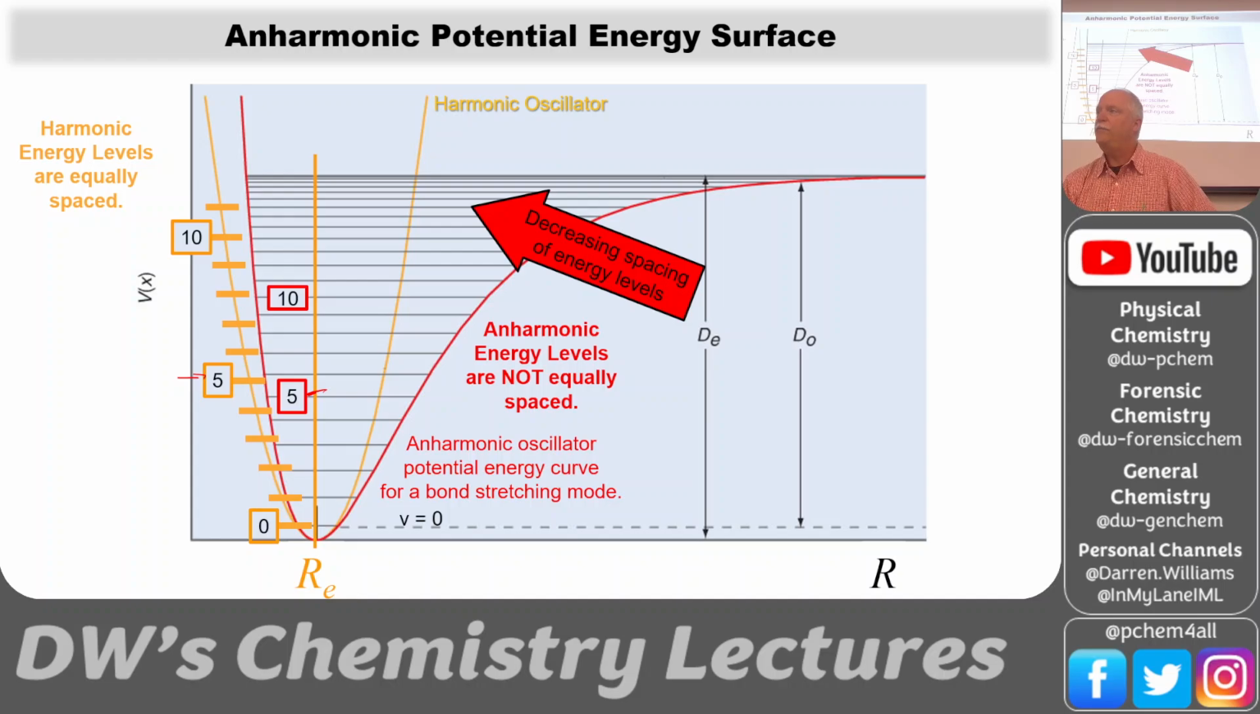The yellow one is purely theoretical, the harmonic oscillator. The red one is what we would see with a bond stretch. As we stretch the bond and pull it off of the other atom, that's the curve that we see. Because, see, as they get close, this is the equilibrium distance.